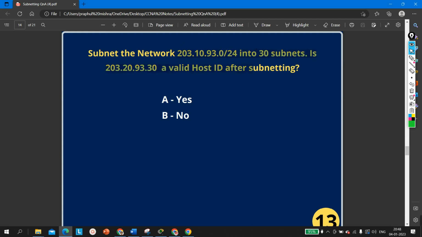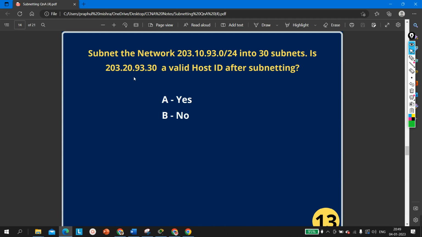Solve it. The formula will be 2 to the power n. So 2 to the power n should be greater than or equal to 30. So you just need to find the value of n. n will be 5, right? So if n is 5, then what will be the block size?